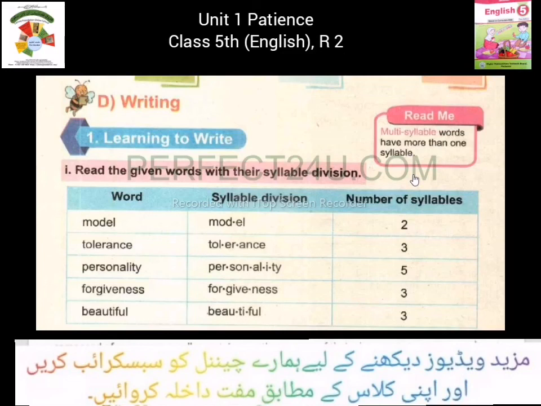So the words that have different syllables are called multi-syllable. For example, in the word model, there are two syllables. In tolerance, there are three syllables. In personality, five. In forgiveness, three. And in beautiful, there are three syllables.